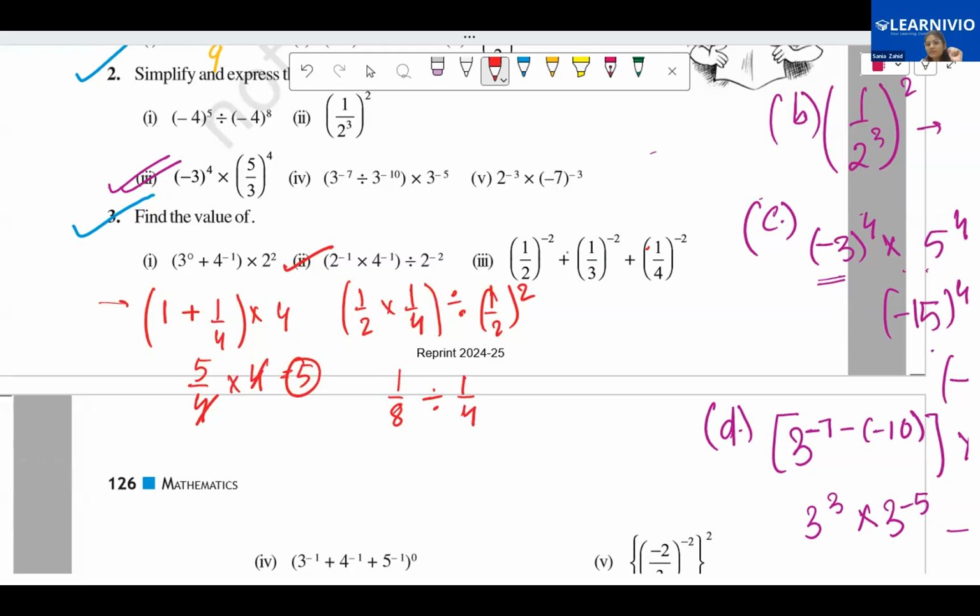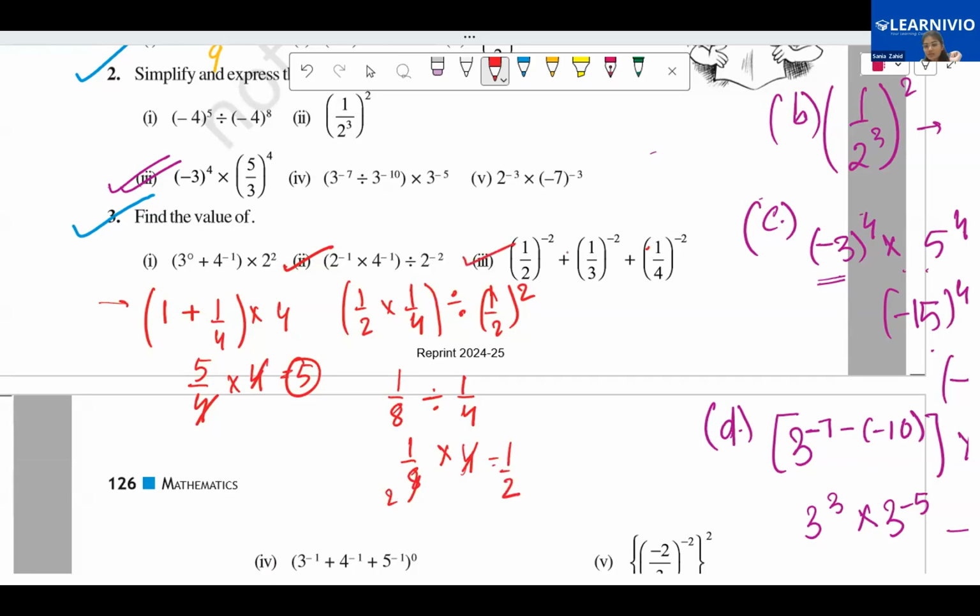So 1 by 4. Now, how do you solve 1 by 8 divided by 1 by 4? You write the first number, you change the division to multiplication, you reciprocal the other number. So it becomes 1 by 8 into 4. So you cancel this, your answer is 1 by 2.